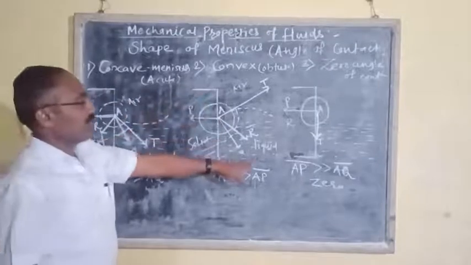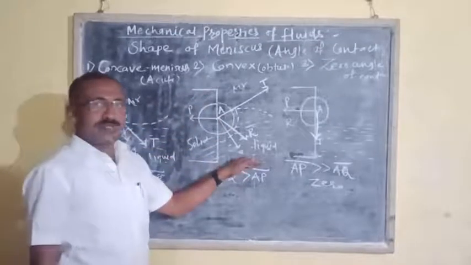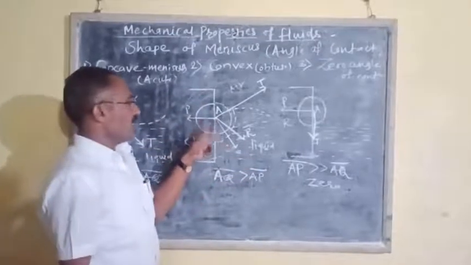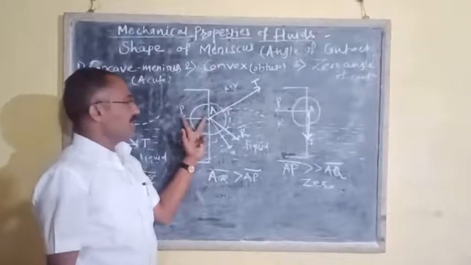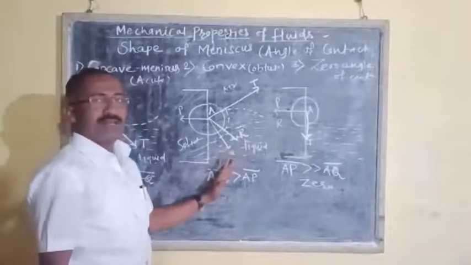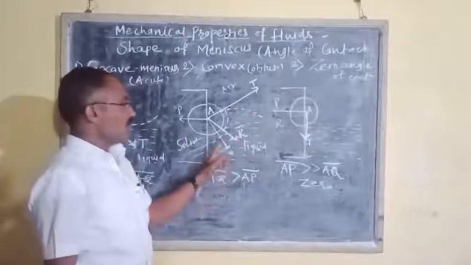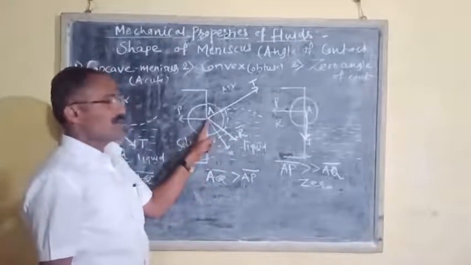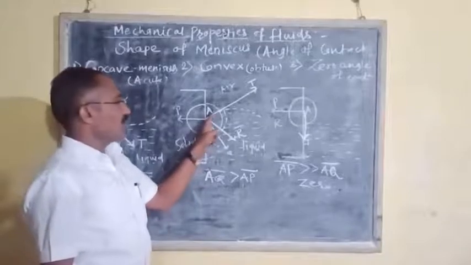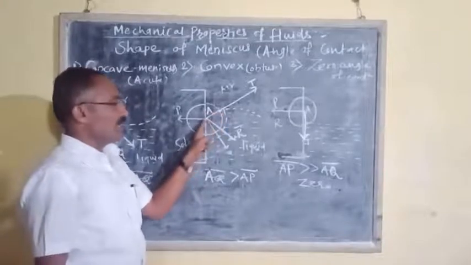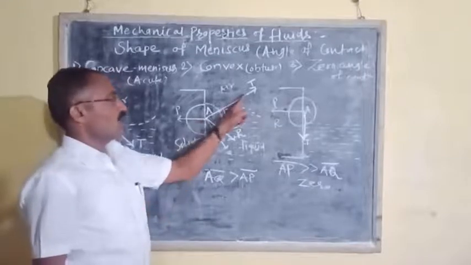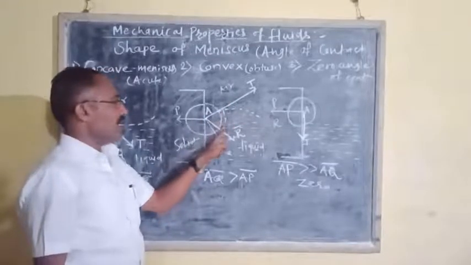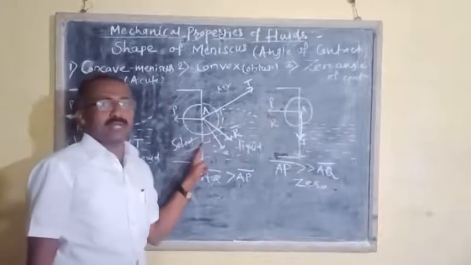In case of a liquid which does not wet the solid, the cohesive force AQ bar is greater than the adhesive force AP bar, and therefore the resultant AR bar lies in the liquid. In order to be perpendicular to this resultant, the liquid molecules like A will be moved in a downward direction, and hence the tangent drawn to this liquid surface makes an obtuse angle of contact.